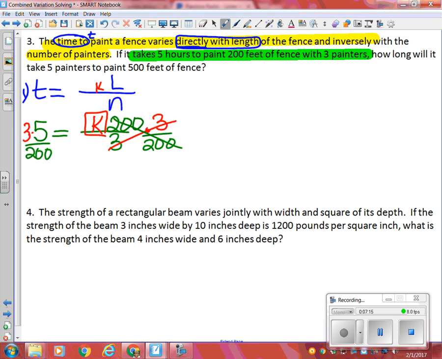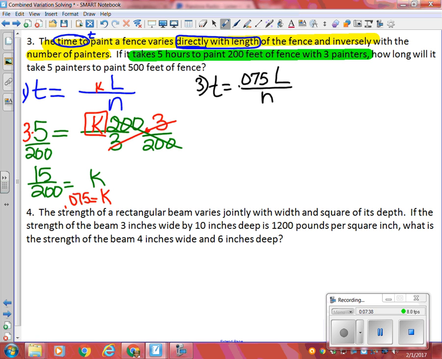Okay, 3 times 5 is 15. 15 out of 200 is constant K, and I believe that turns out to be a very small constant, 0.075. All right, step number 3. The time it's going to take is 0.075 times the length of the fence divided by the number of painters. Okay, I put my constant in where it goes.